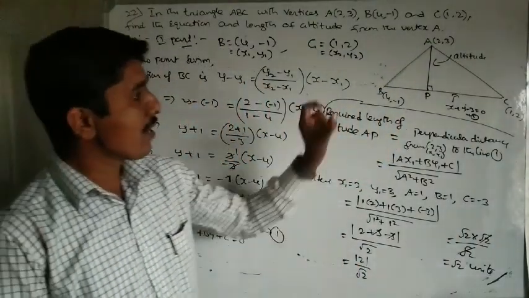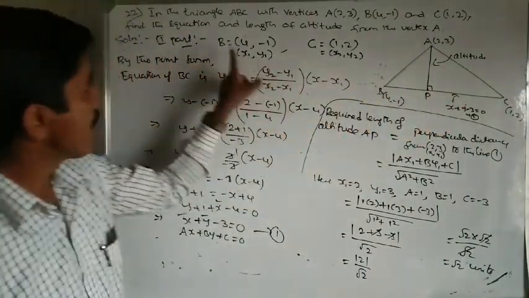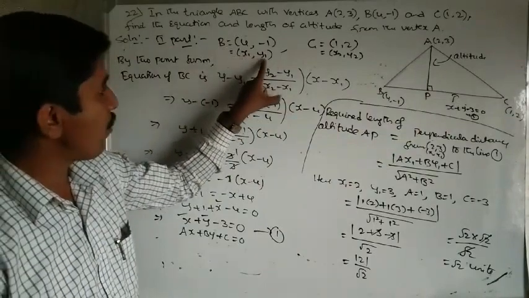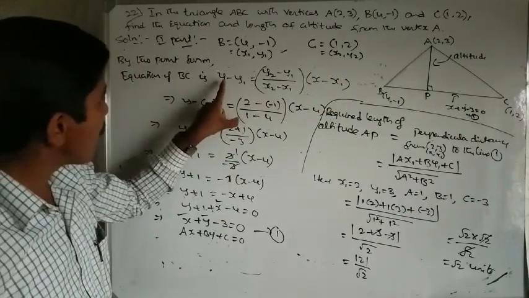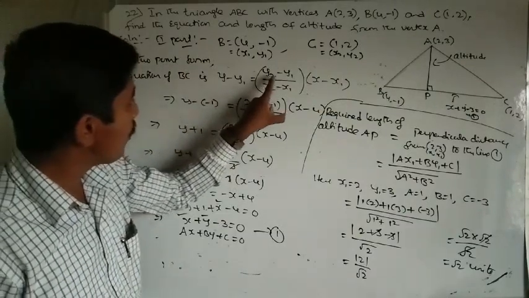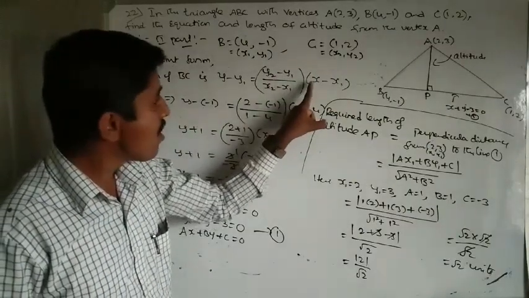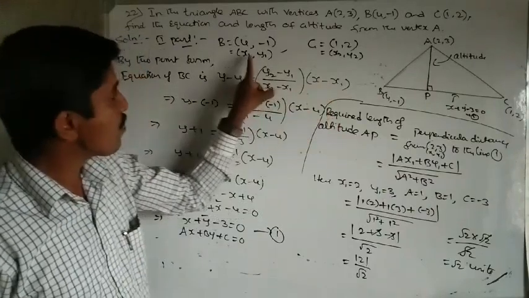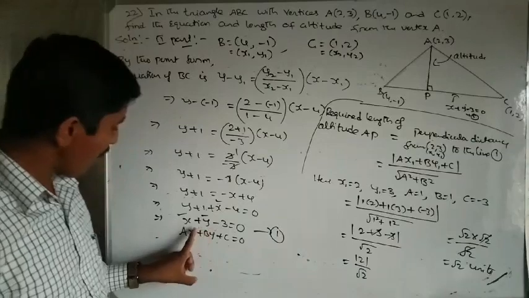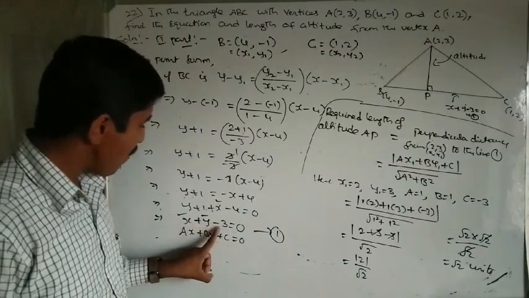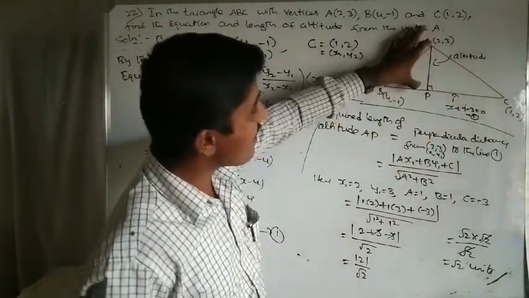Got it? This is the required length of the altitude. First, find the equation of BC. Let B have coordinates x1, y1 and C have coordinates x2, y2. Two-point form equation: y minus y1 is equal to (y2 minus y1) divided by (x2 minus x1) into (x minus x1). Substitute the x1, y1, x2, y2 values in this. Simplify, we get equation 1: x plus y minus 3 is equal to 0. Got it? That is the BC equation.